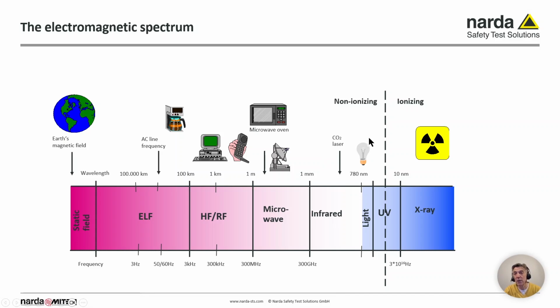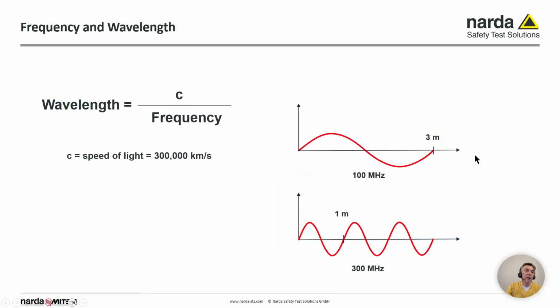Non-ionizing radiation on the left-hand side, ionizing radiation on the right-hand side. I told you about wavelengths and frequency. The relation between both is given by the speed of light. The speed of light is 300,000 kilometers per second. So it's not infinite, it's just 300,000 kilometers per second. That is the distance to the moon within a second. And if you divide this by the frequencies, you get the wavelengths.